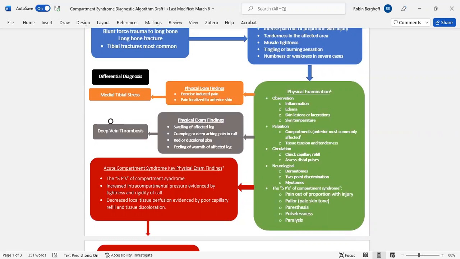Thank you very much, and I hope that you are all able to use this diagnostic algorithm in the future. But I hope that you never have to. I hope you never have to see compartment syndrome. But if you do, I hope that this is helpful. Thank you.